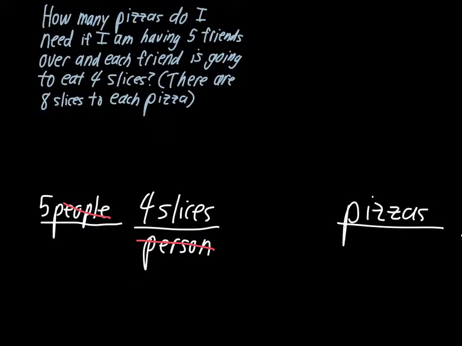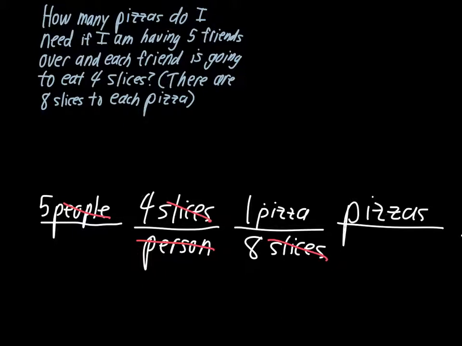The next piece of information in the problem tells us there's 8 slices to each pizza. This is good. Pizza is the unit that we're trying to end with. So we'll put pizza on the top here, since we need to end with pizzas. 1 pizza has 8 slices. So now if you look, we can cross out slices.